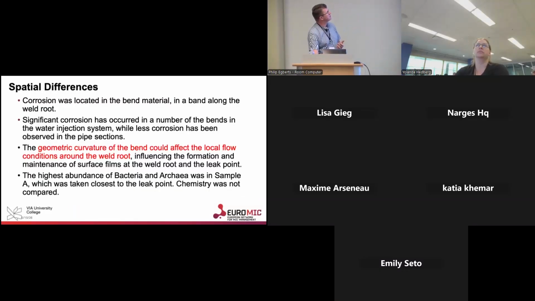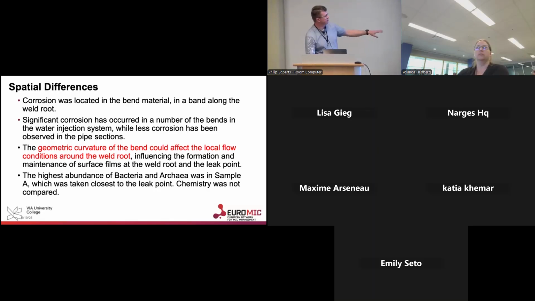Spatial differences. The corrosion was local at the bend. Significant corrosion had occurred in a number of bends in the water injection system, while less corrosion has been observed in the pipe sections. And then we came up with this, that the curvature of the bend could affect the local flow conditions around the weld root. So that was what you asked about. Again, there are more mechanisms to it, so it's not just the one thing.